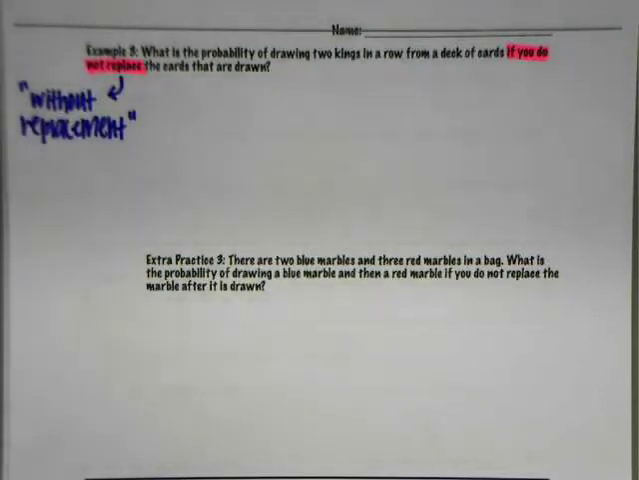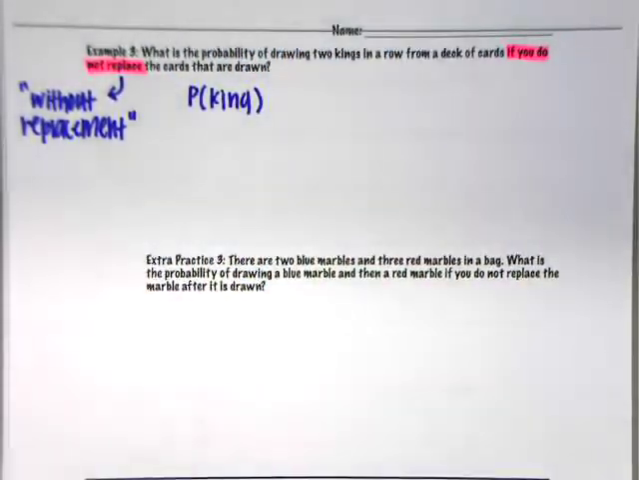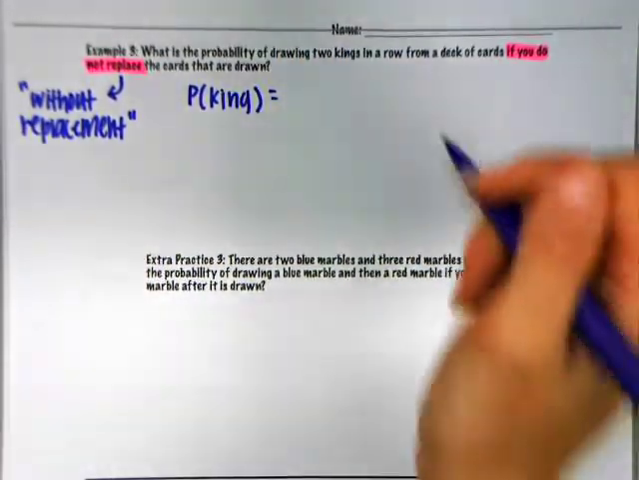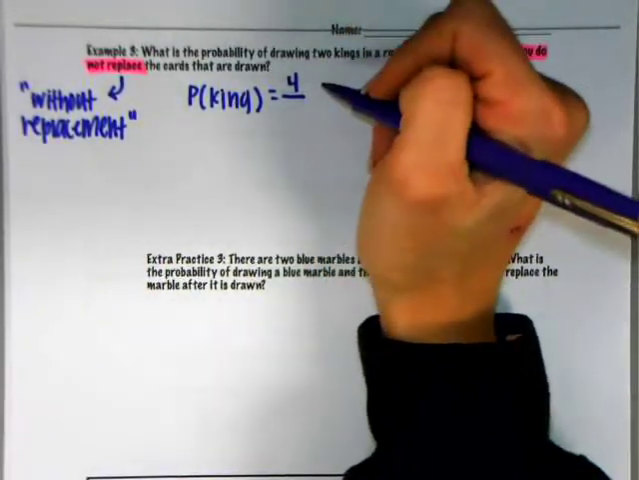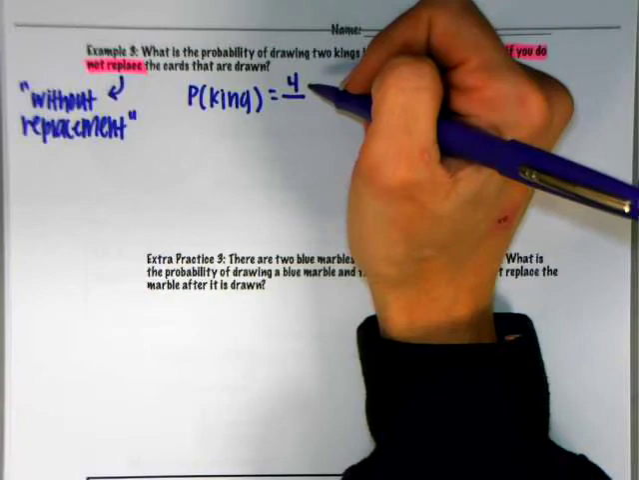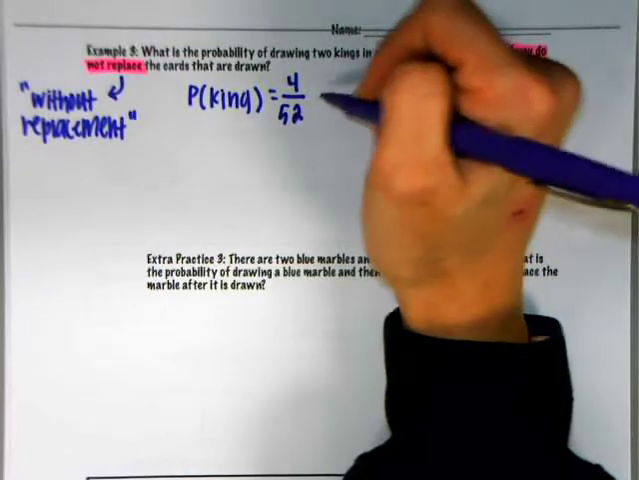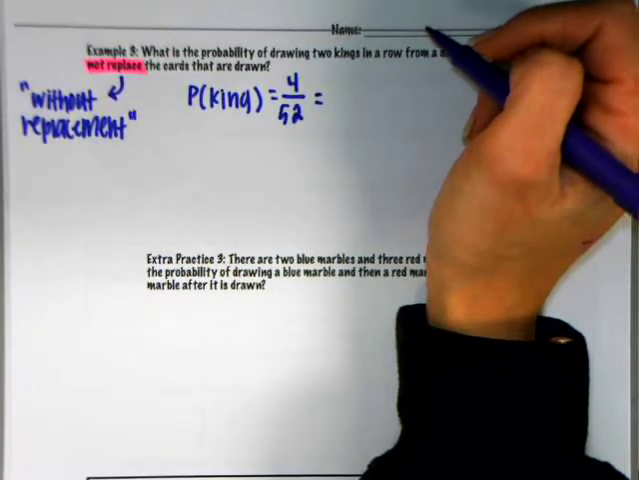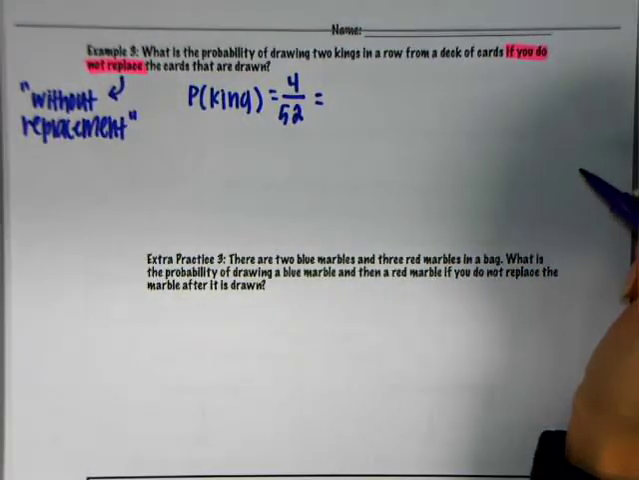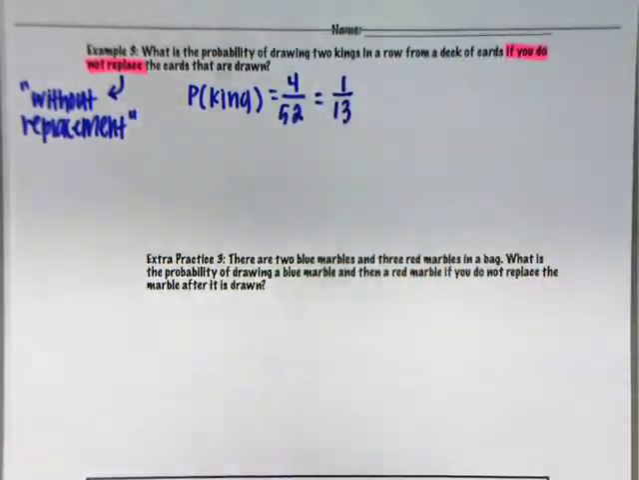Okay, so we want the probability that we're going to get a king twice in a row. So let's find the probability that we get a king in the first place. How many kings are there in a deck of cards? 4 out of how many total cards? You know how many cards are in a deck? 52, yeah. And then we can reduce that by 4. Yeah, 1 over 13.